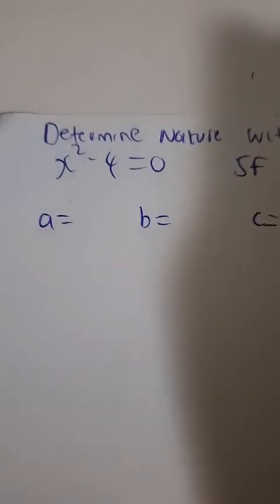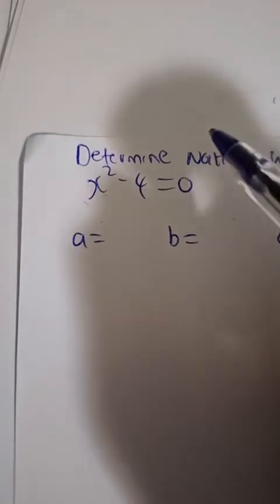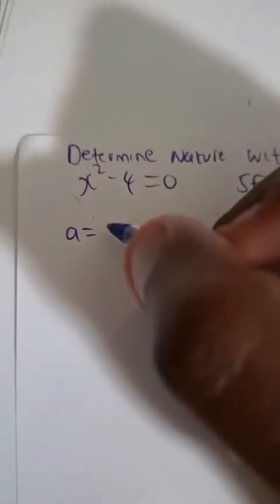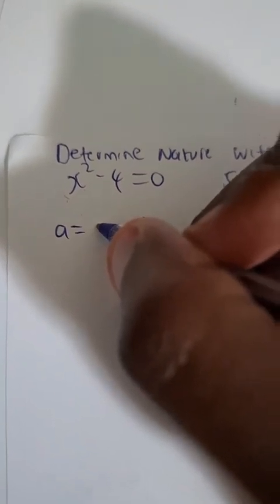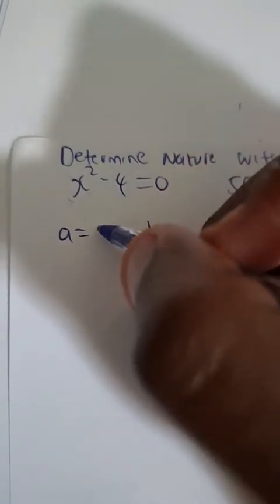First and foremost, x squared minus 4 is equal to 0. This is already in standard form, so step number one is already done. Step number two, we need to identify our a value, our b value, our c value. Remember, our a value is the coefficient of the x squared term. What is the coefficient of the x squared term here? Our a value, a is equal to, can we see it?